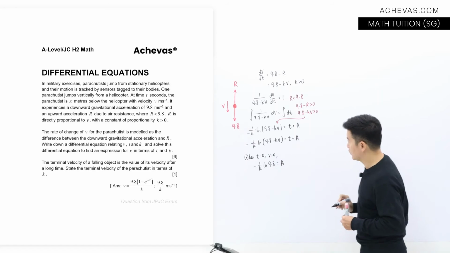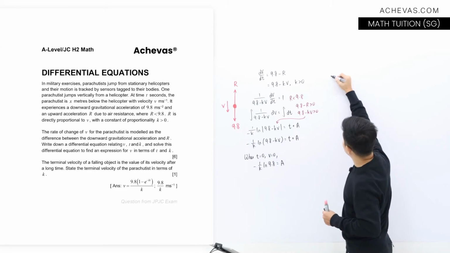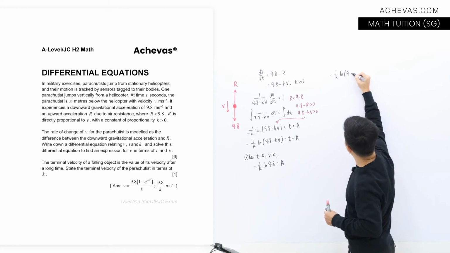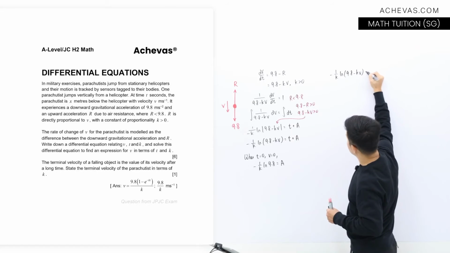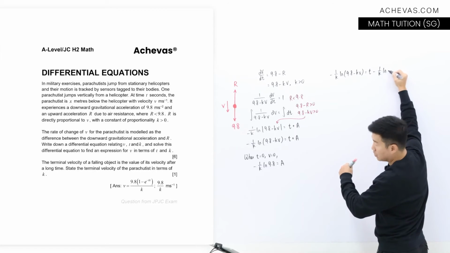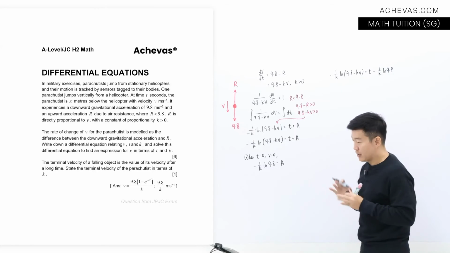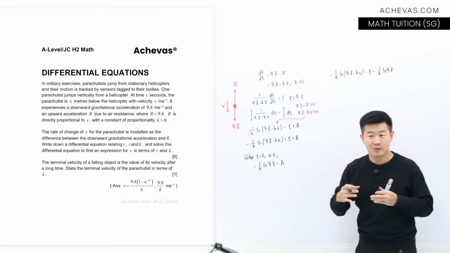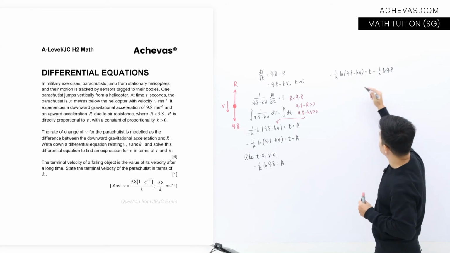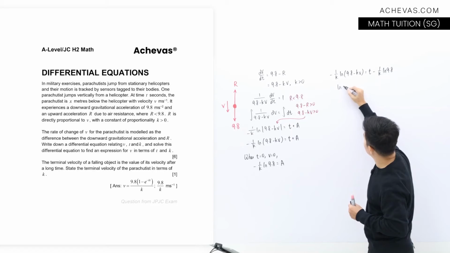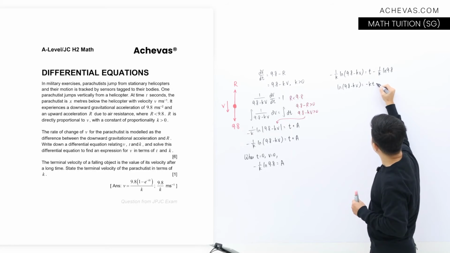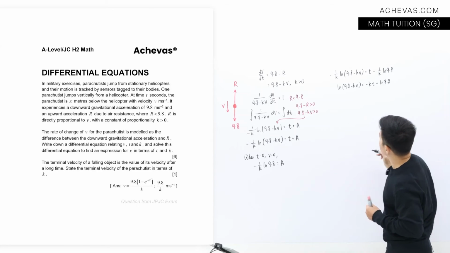So a is going to be equal to this, which means from here we will have minus 1 over k ln 9.8 minus kv equal to t plus a, which is minus 1 over k ln of 9.8. Now what we want to do is to make v the subject, because we have already solved the differential equation. So I'm going to multiply throughout by minus k, which will give us ln 9.8 minus kv is minus kt plus ln 9.8.